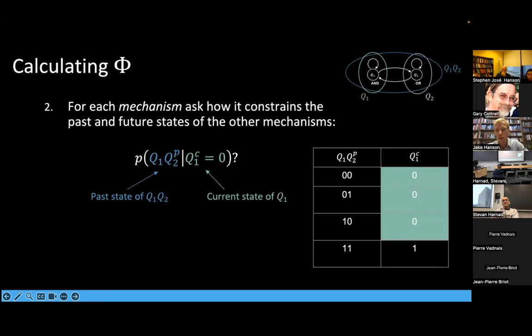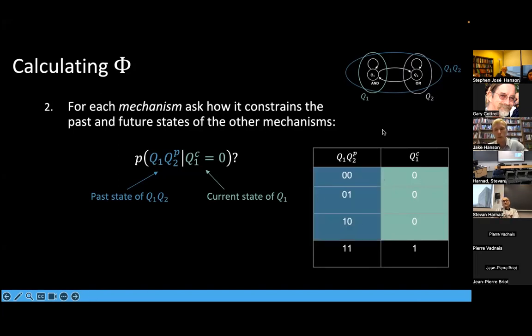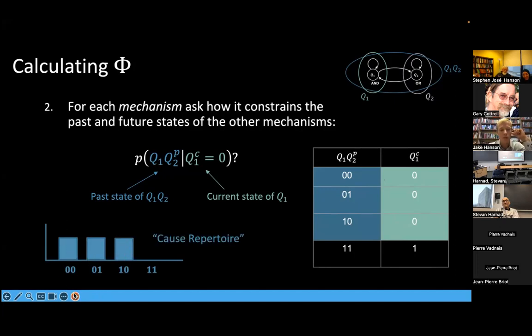And so you know Q1 current is 0, so that means the only possible values for Q1 and Q2 in the past were these 3, because Q1 is an AND gate. So if it's 0, you know that in the past it wasn't 1, 1, otherwise it would have been 1. And so you use this to build a probability distribution. So you basically have a uniform probability over the 3 possible states. And this is the cause repertoire.